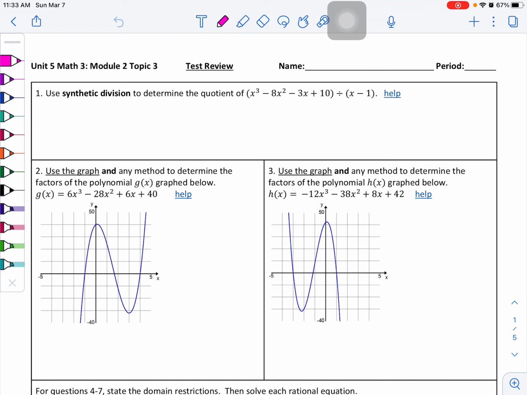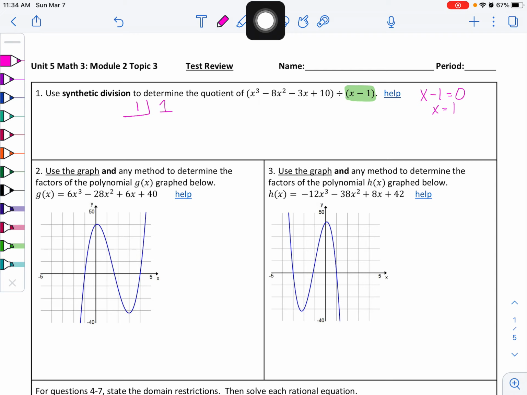The very first question is a kind of a review question from last unit. It's use synthetic division to determine the quotient of x cubed minus 8x squared minus 3x plus 10 divided by x minus 1. So first thing we're going to do is take what we're dividing by, so this factor here, x minus 1, and I want to find its 0. So x minus 1 equals 0, which means x is equal to 1. So that's going to be the number I'm going to divide by in my synthetic division.